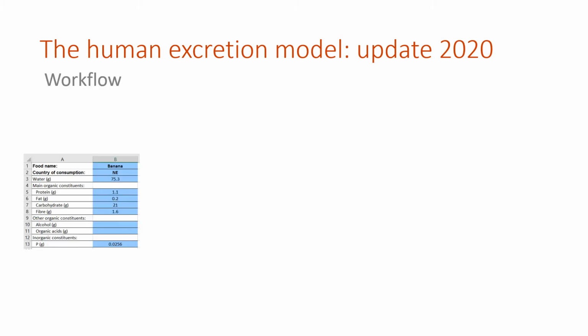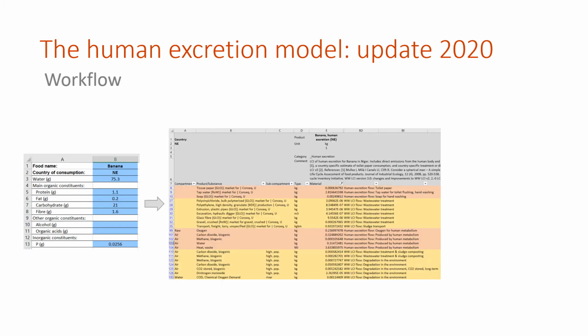So with this updated model, what we do is we enter the nutritional composition of the food item we're interested in, and also the country where the food is consumed, and with this we get an inventory in Excel. Now, as an optional feature, this inventory can be exported to SimaPro as a CSV file.